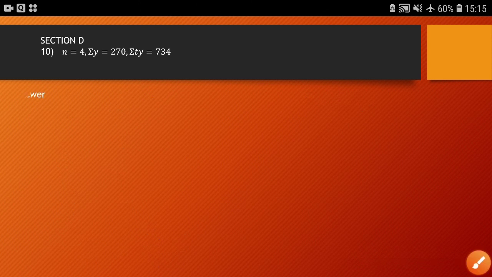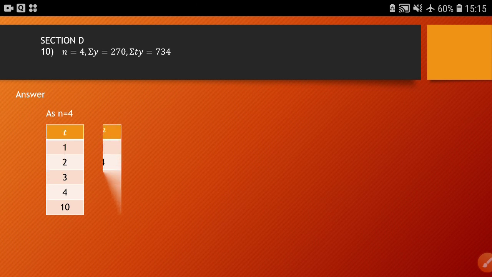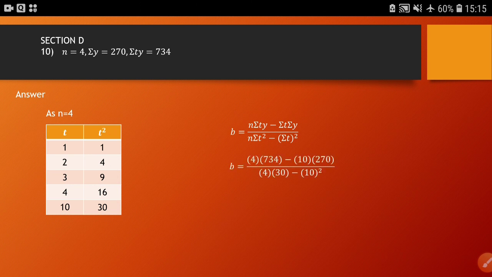So first of all, as n is 4, you will find sigma t. T is 1, 2, 3, 4, total is 10. Then sigma t square is 1, 4, 9, 16, and that is 30. Then your B is n sigma ty minus sigma t sigma y upon n sigma t square minus sigma t whole square. Then your B is 4 into 734 minus 10 into 270 upon 4 into 30 minus 10 square.